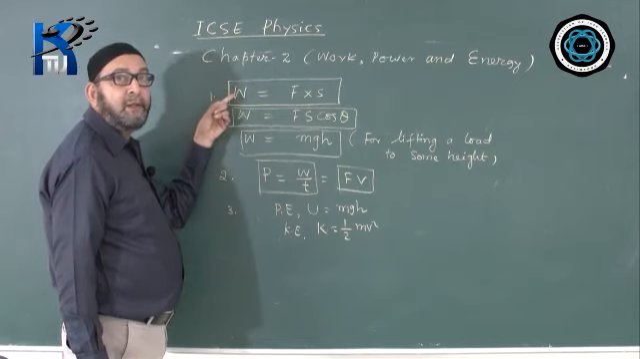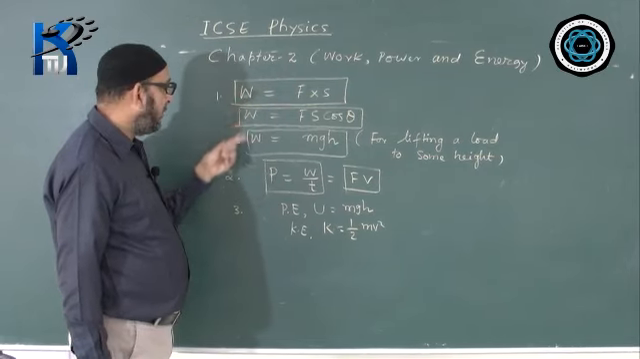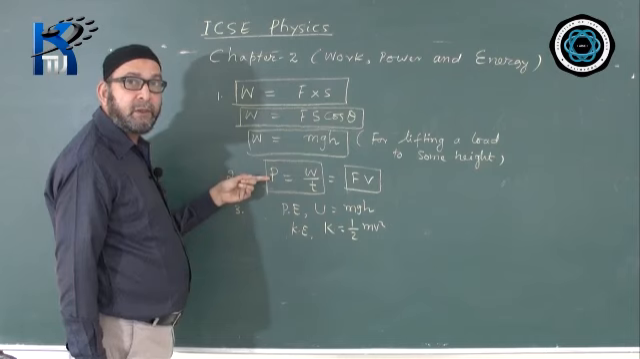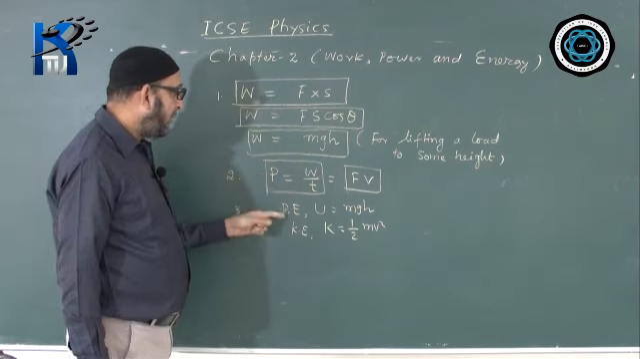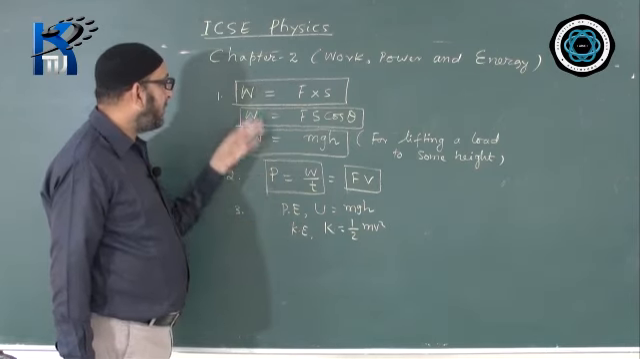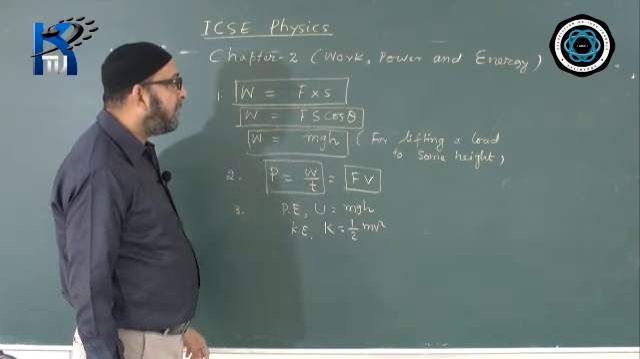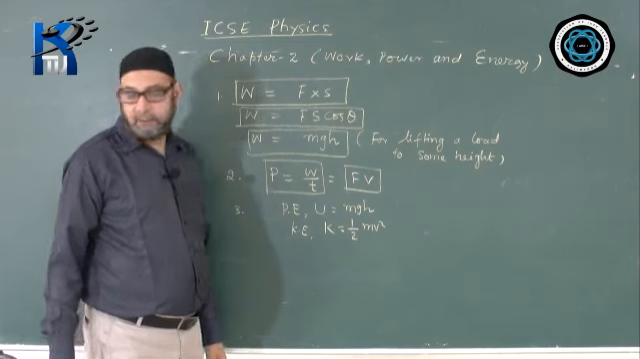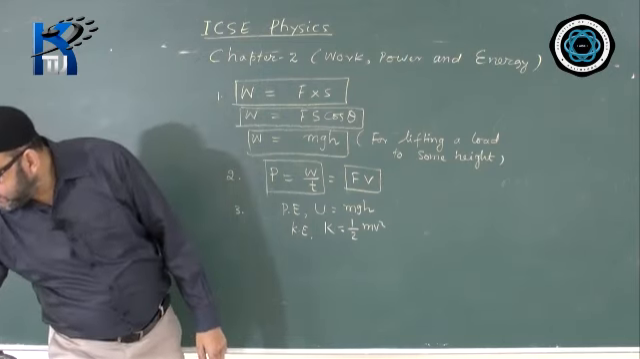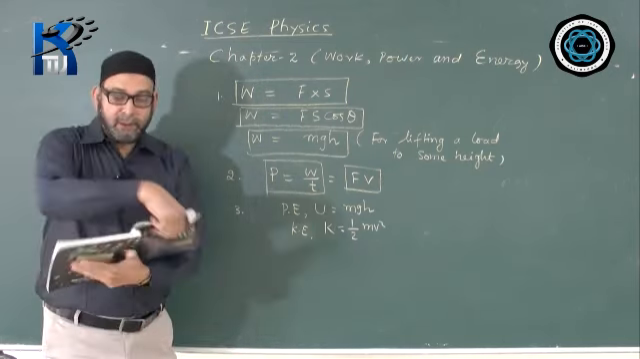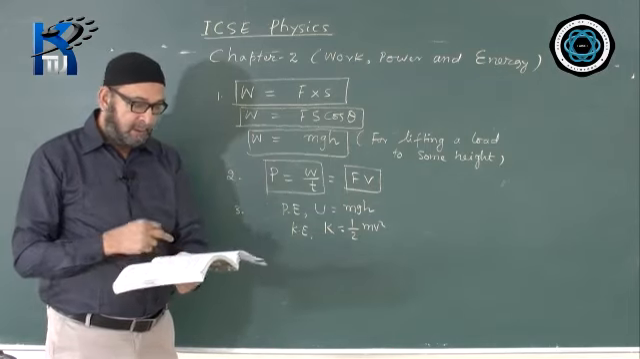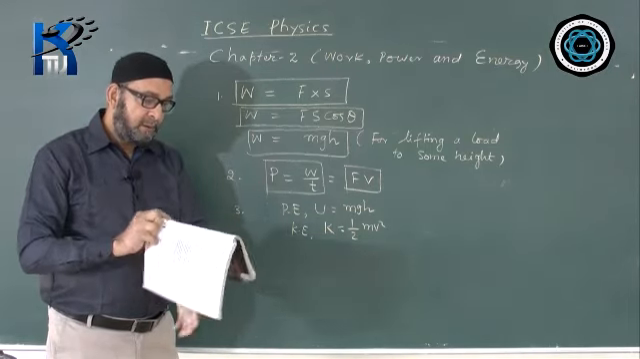Unit for work is joule, that is the SI unit. Unit for power is watts or joule per second, and unit for energy is the same as the unit of work, that means joules. So these are the formulas we are going to use in the chapter work, power, energy. Let us see some numerical problems which came in the past.